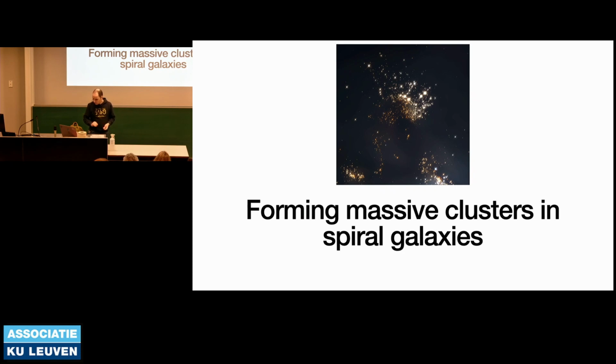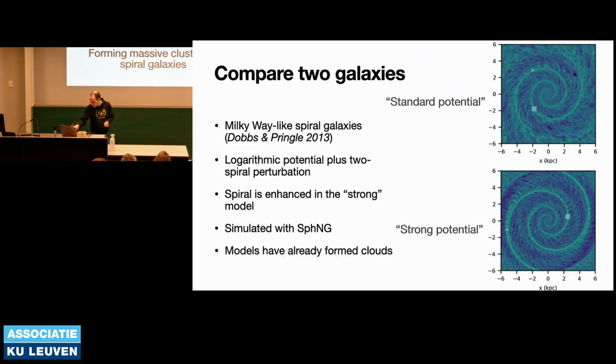So I use this for my simulations of forming massive clusters, or sort of massive. It depends on what you call massive. Like I said, I take initial conditions from a previously calculated galaxy. In fact, we have two different ones that we looked at. These two are the same, except for one aspect, and that is that the potential that we put in to create the spiral structure is stronger in one than in the other. Apart from that, they are the same.